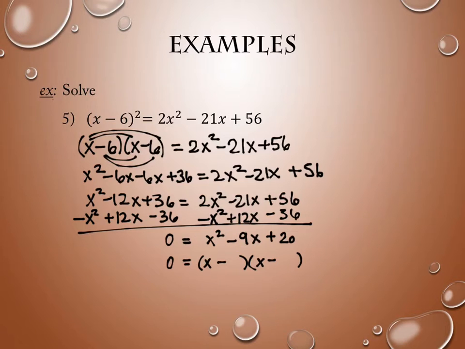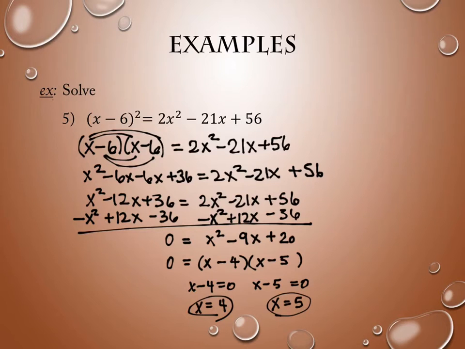So, we need two numbers that multiply to give me 20 and add to give me 9. 4 and 5, is it? Hannah, good. I'll set each part equal to 0. And what will x equal in each case? Positive 4 and positive 5. Okay.